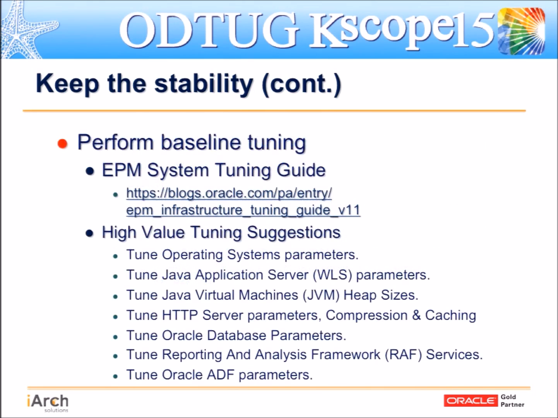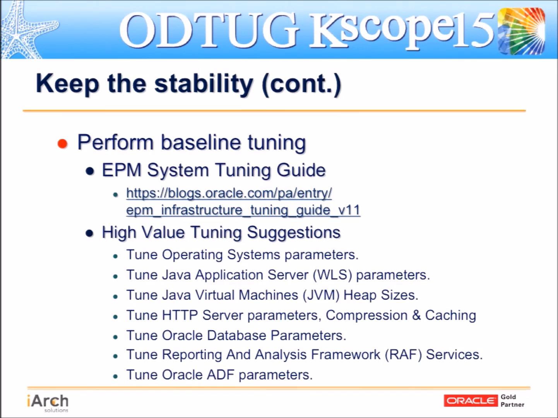Real quick, out of the box, Hyperion is going to run slow. I'm not going to lie to you. In 11.1.2.4, it's a little better because it sets the heap sizes a little higher. But out of the box, it's going to be slow. You're going to have to do performance tuning, whether it's changing some IIS settings, changing some Java heap sizes, or tweaks in the database.